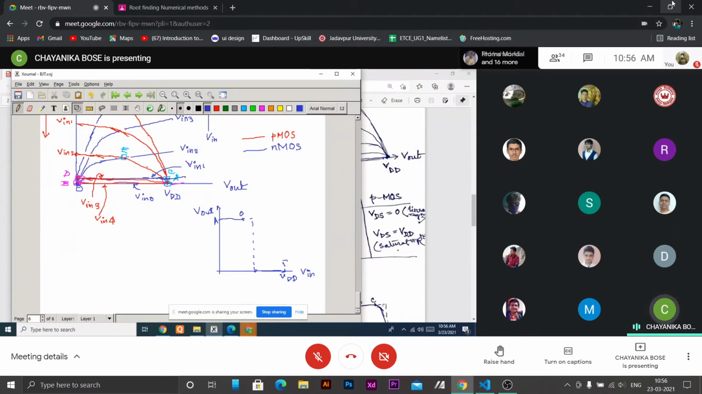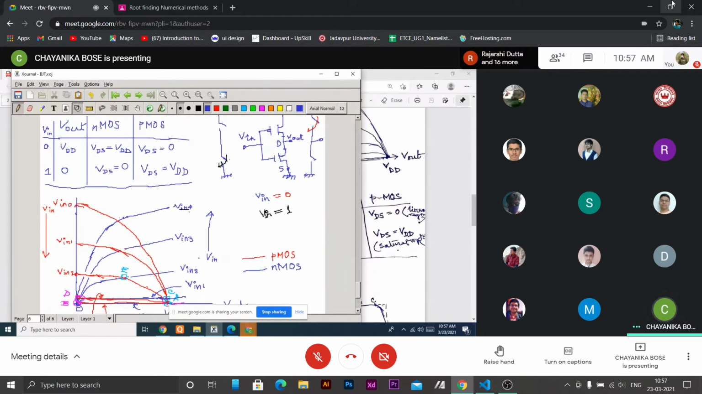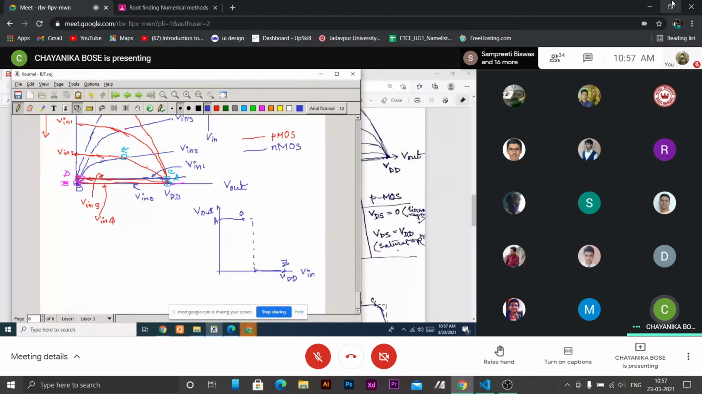This is B. So when our V input 1 means V input is VDD, then our V out becomes 0. This is the point of intersection.